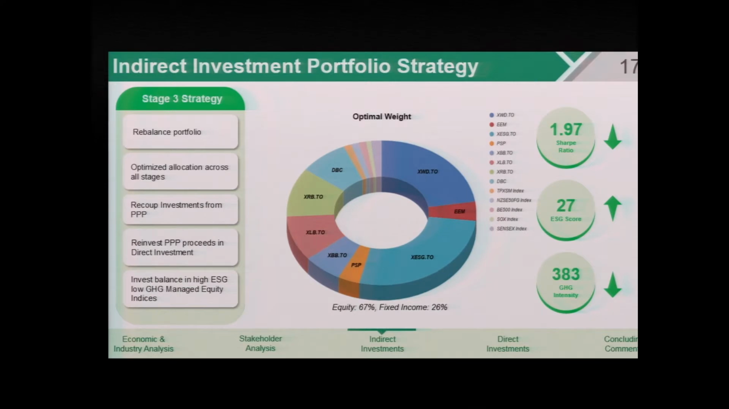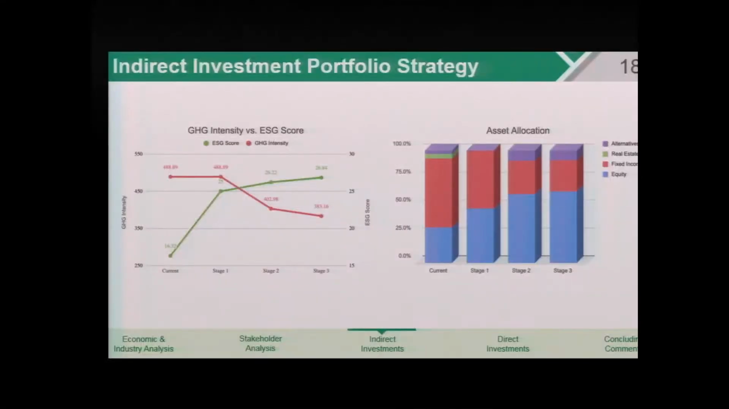In stage three, we rebalance our portfolio again. In this long-term stage, we would like to focus on achieving a more sustainable and environmentally friendly portfolio. So we divest from the iron ore mining project and invest this balance in five high-ESG and low greenhouse gas intensity managed equity indices. These two graphs summarize our indirect investment portfolio.